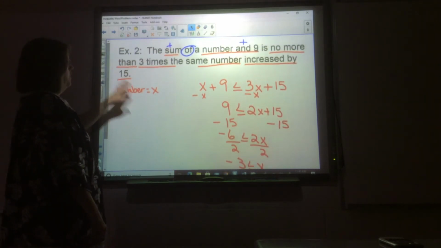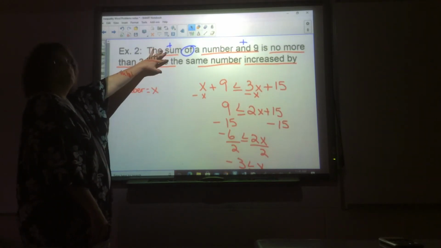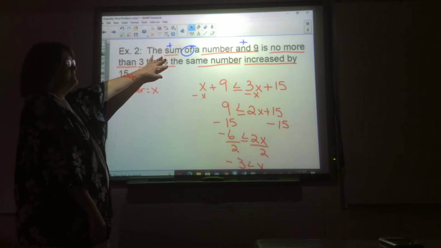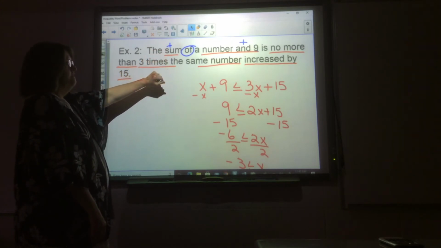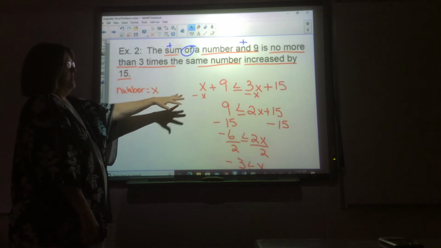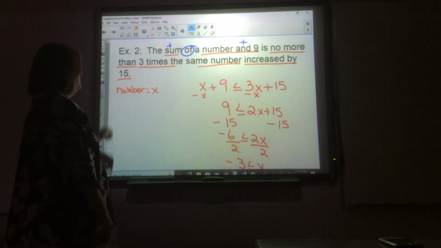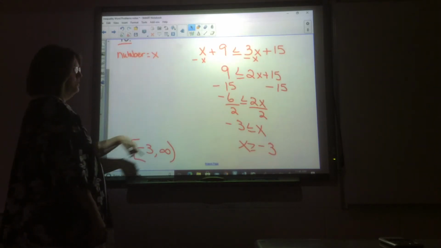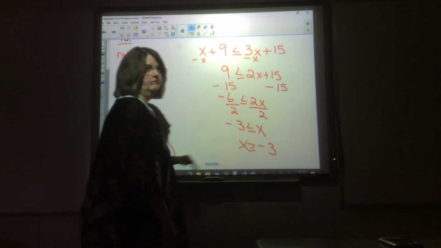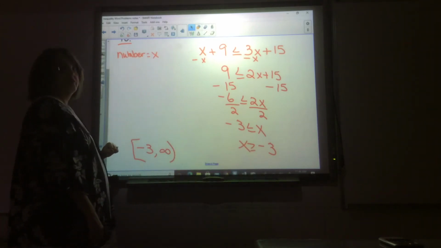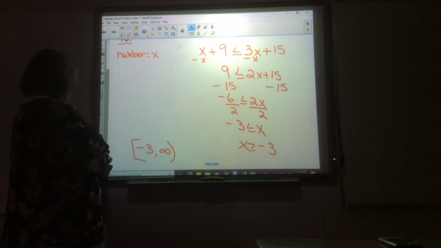Any number bigger than negative 3 will solve this. There's infinitely many solutions because it says that it is no more than that. So there isn't just one number that works. It's any number bigger than negative 3. Greater than or equal to negative 3.